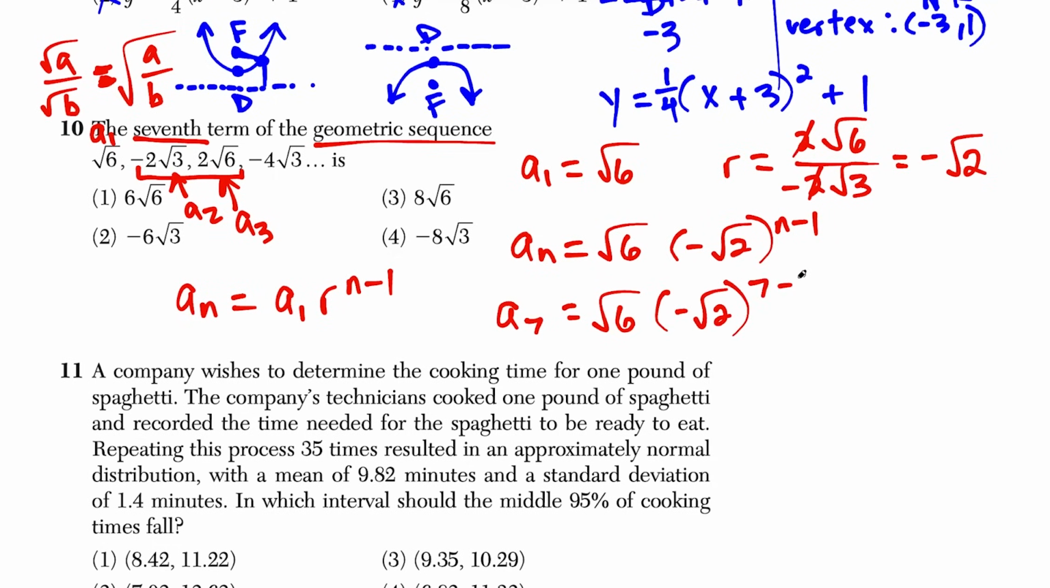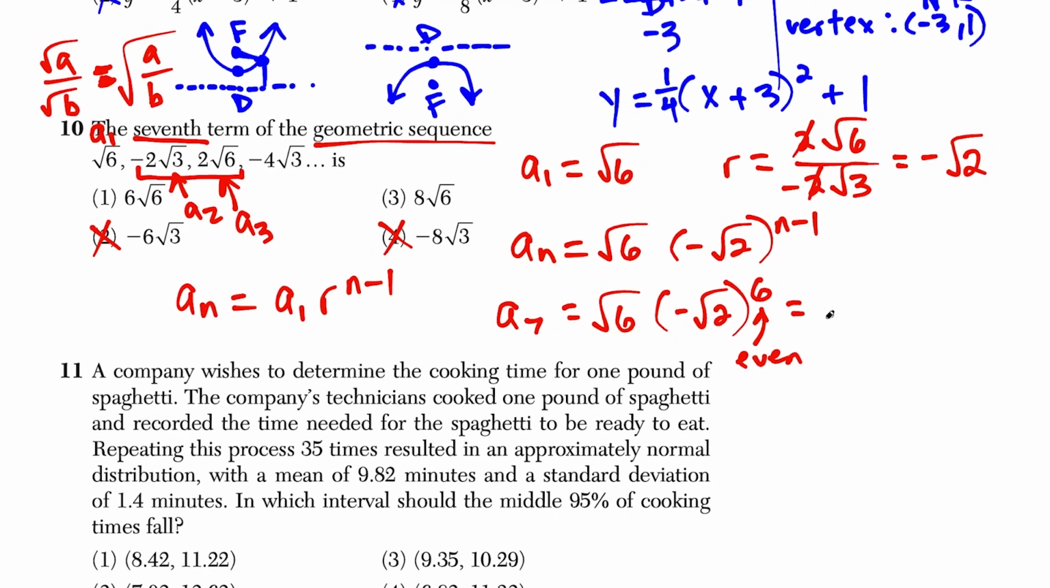If I plug in, 7 minus 1 is equal to 6. So I could just say this is negative root 2 to the 6th power. Now, one thing that jumps out is this power is even. So we have a negative base to an even power. So this is going to work out to something positive. So I could eliminate these two negative answer choices.